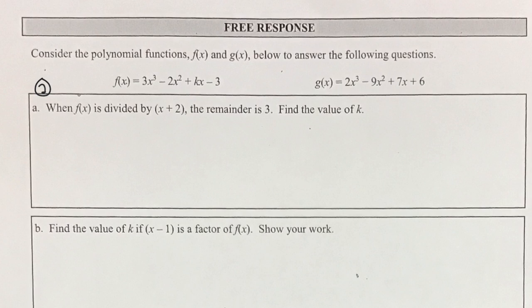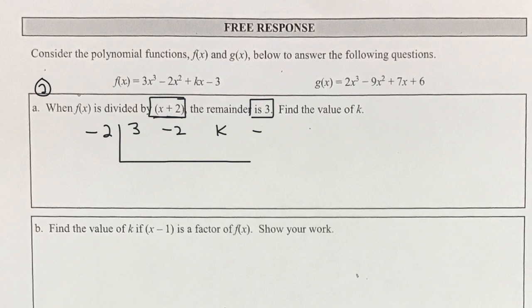Okay, so we're looking for a synthetic division, right? When the function is divided by x plus 2, the remainder is 3. Okay, so we're going to synthetically divide. So negative 2 goes on the outside because you solve this, right? Negative 2 plus 2 equals 0. And then we use the coefficients in order to make your synthetic division.